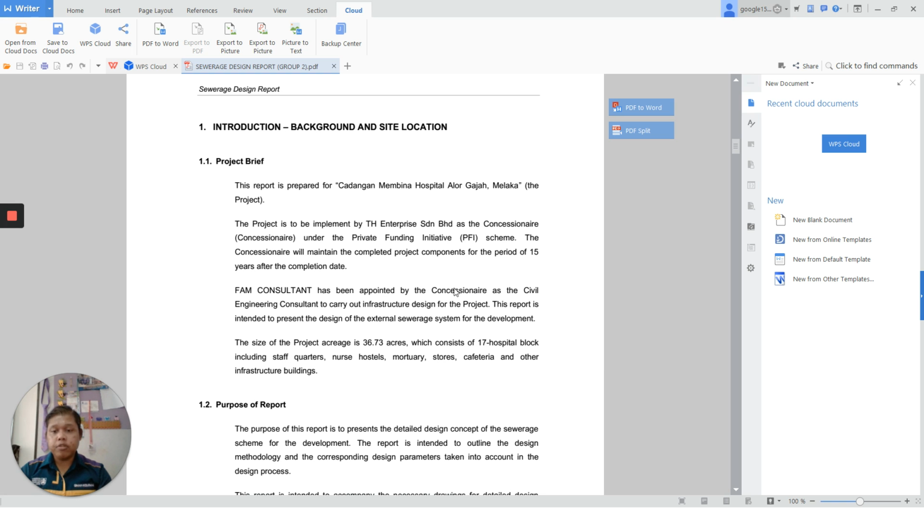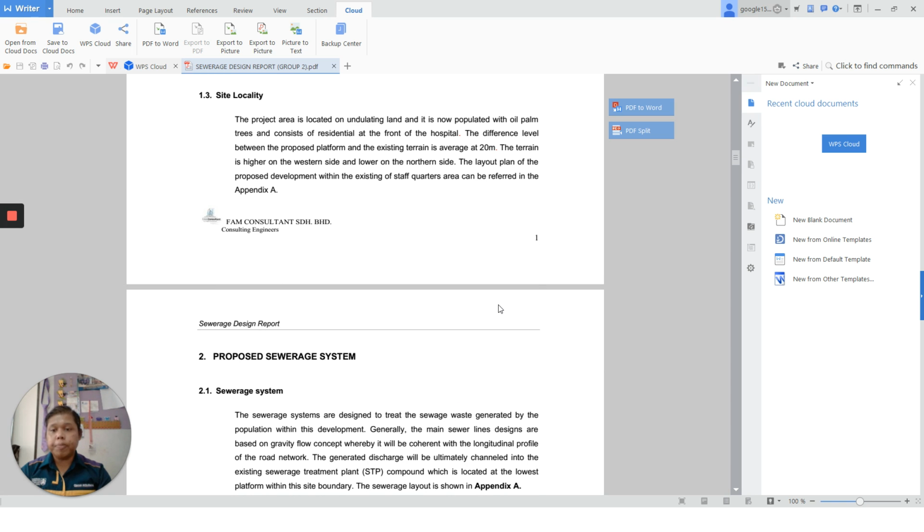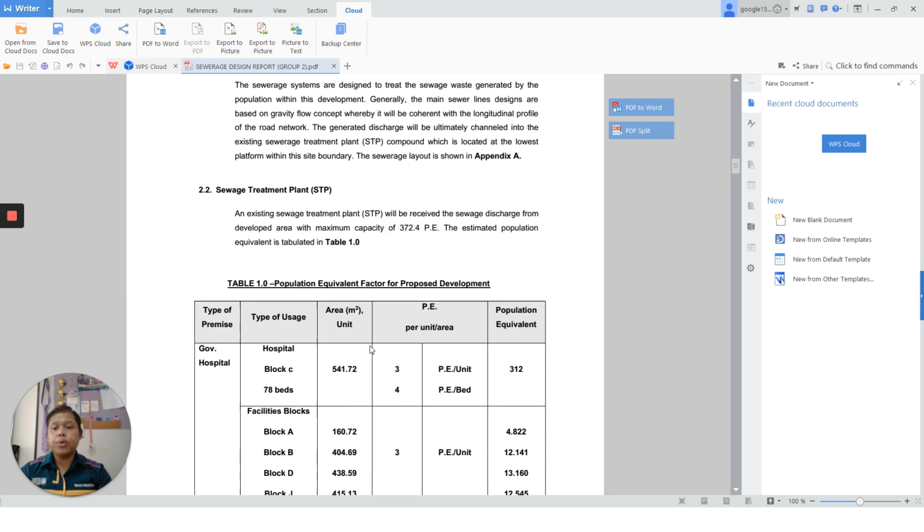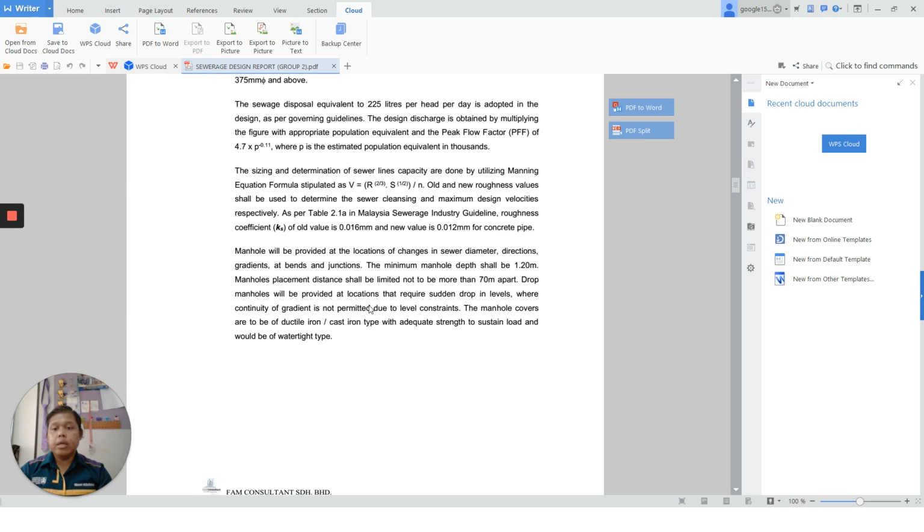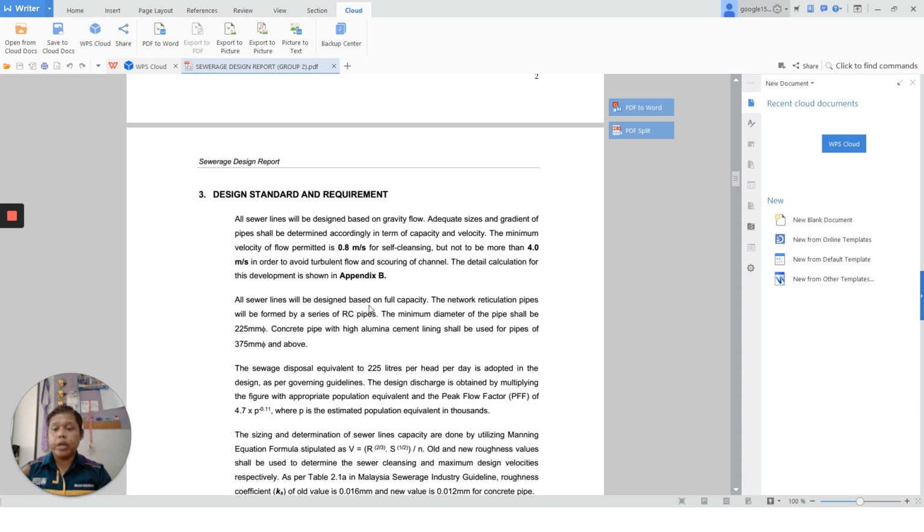So this is the project brief. You have to brief about the project, the purpose of the project, the location of the project, the proposed sewerage system that you are going to use, including the sewage treatment plant, the population equivalent, the design standard that you have to refer to, and the requirements that we have to follow. Normally, there are certain requirements needed by the local authority, so you have to follow. The guideline is there from SPAN and IWK, so you have to follow the exact guideline given by them, so that your design will be approved by them.